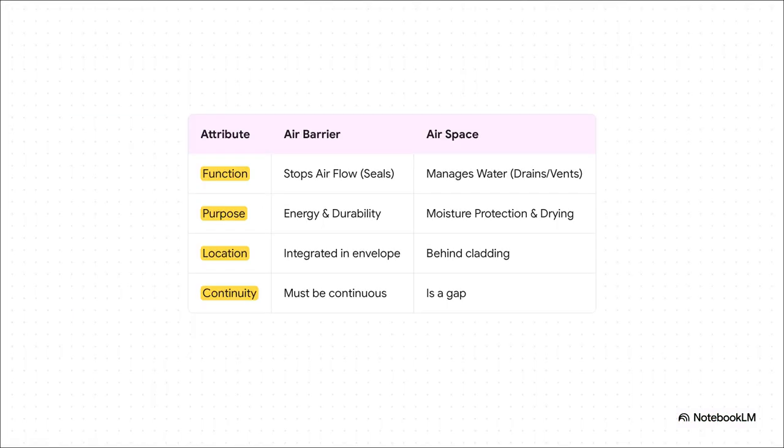Let's run through it. Function: the air barrier seals. The airspace drains and vents. Easy enough. Purpose: the barrier is for energy savings and durability. The space is for moisture protection and drying. Location: the barrier is integrated into the envelope, while the space is that gap behind the cladding. And the biggest rule of all? Continuity. The air barrier must be continuous. The airspace is a gap. That is the number one distinction you have to master.